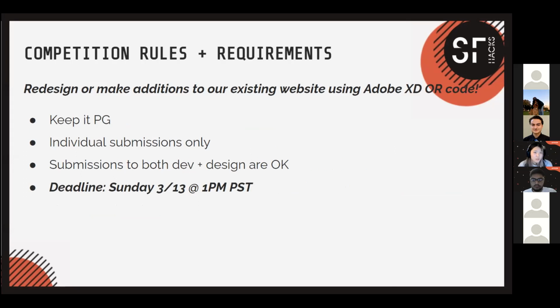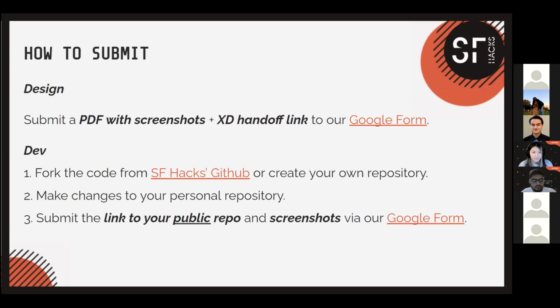So the competition rules and requirements are pretty straightforward. All you have to do is either redesign or make additions to your existing website using Adobe XD or code. There are only 3 requirements: keep it PG, individual submissions only, and you can submit to both design and dev if you want to. The deadline is going to be on Sunday at 1 p.m. For the design, all you have to do is submit a PDF with screenshots and an XD handoff link to our Google form.